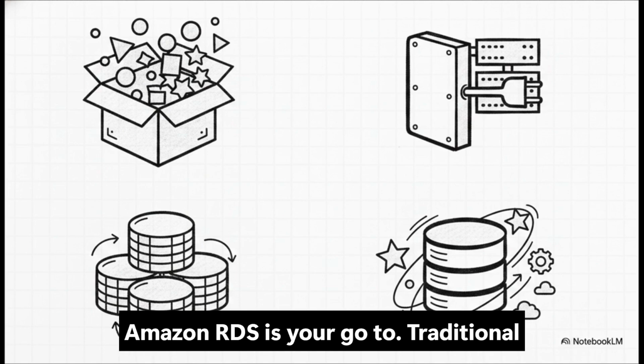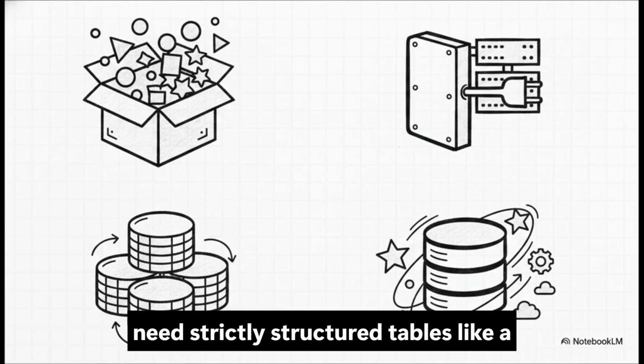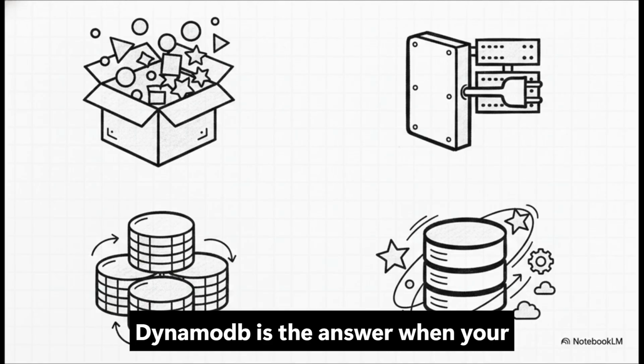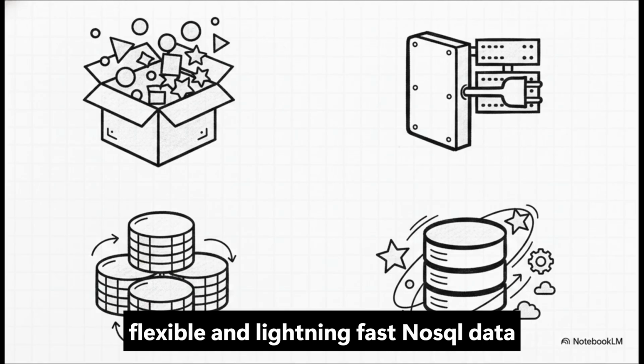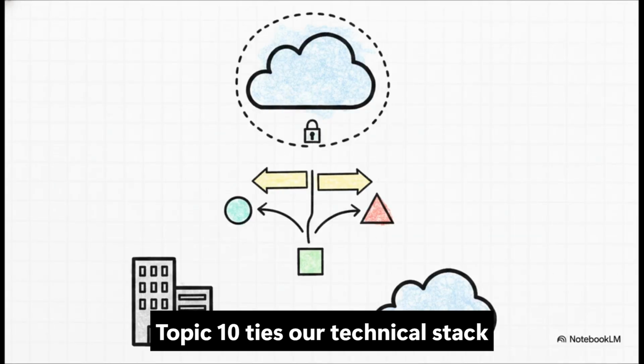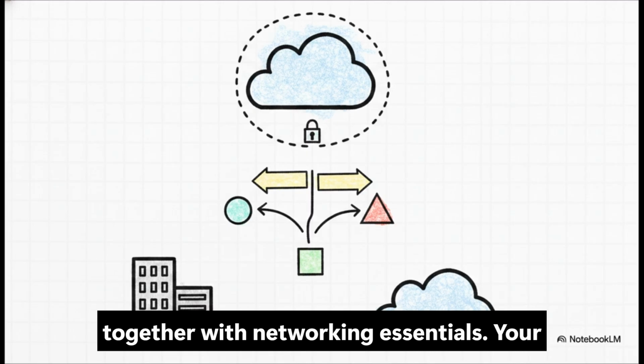Moving over to databases, Amazon RDS is your go-to for traditional relational databases, when you need strictly structured tables like a financial ledger. Conversely, Amazon DynamoDB is the answer when your application demands massive, super flexible, and lightning-fast NoSQL data performance at pretty much any scale. Topic 10 ties our technical stack together with networking essentials.